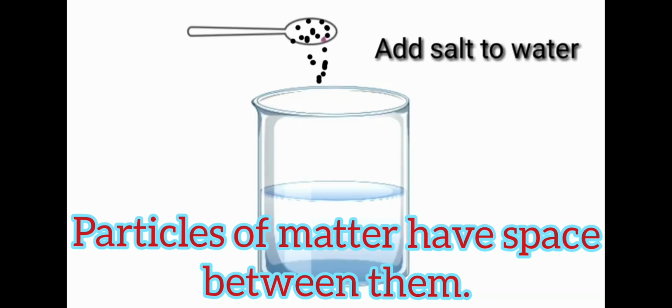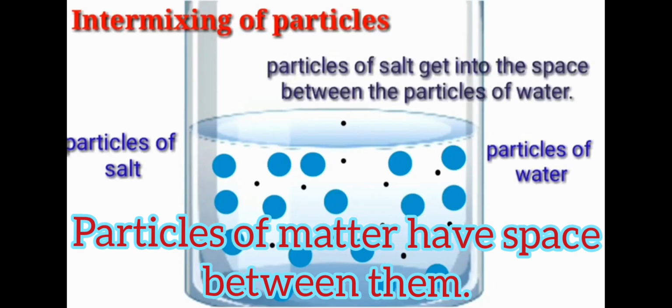First characteristic is particles of matter have space between them. We did an activity in our previous video of dissolving salt in a beaker of water, right? Here we took water in a beaker and in that water we added some salt. Leave it undisturbed. Slowly the entire water will start to have a salty taste. Here particles of salt and particles of water intermix on their own after some time.